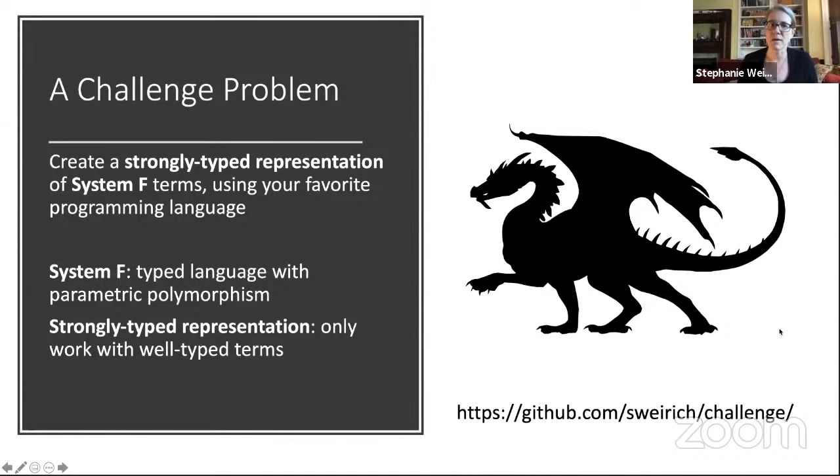So we have some way of having polymorphic types. And when I talk about a strongly typed representation, what I mean is I would like a representation of the terms of that language to encode the type system, so that we are only allowed to work with well-typed terms, whatever we are doing with that term representation.